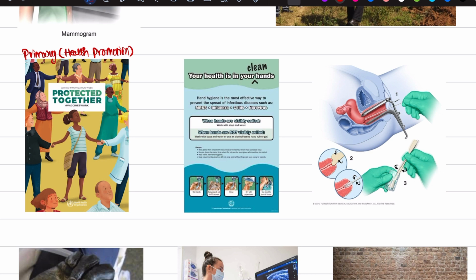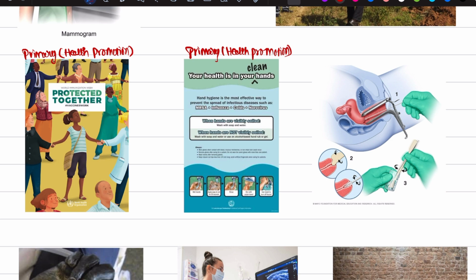And next one, here the ad says, your health is in your clean hands. Let's say this is a poster given by the government. In times of COVID, we are washing our hands every time, we are using the sanitizers every time, and the government asks us to do that. So it comes under what level of prevention? Primary health promotion, okay. It comes under primary health promotion.